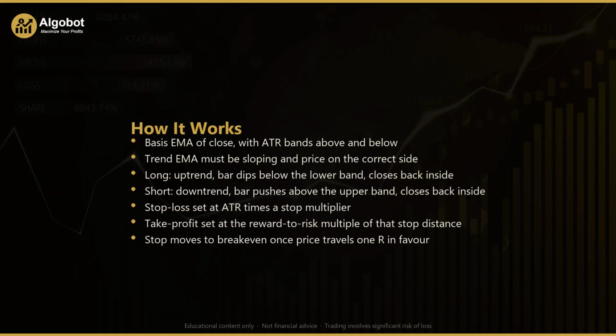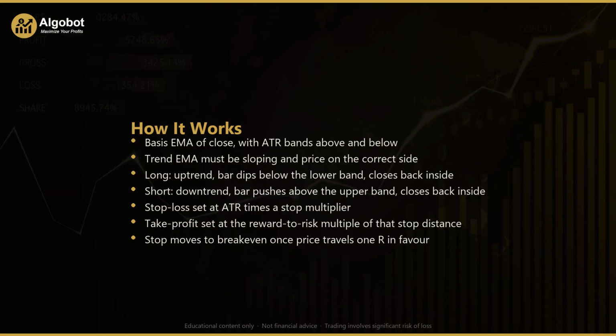Now the entry logic. For a long, the strategy requires an established uptrend. It then waits for a bar whose low dips below the lower band, but whose close finishes back above that lower band. In plain terms, price stretched down into a discount within the trend, then rejected that level and closed back inside the channel. That rejection, in the direction of the trend, is what the strategy is looking for.